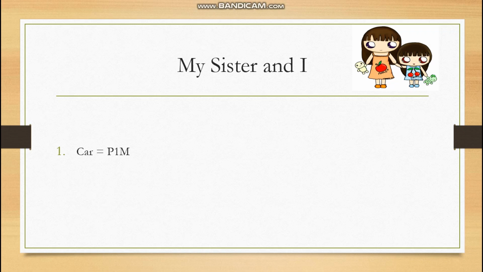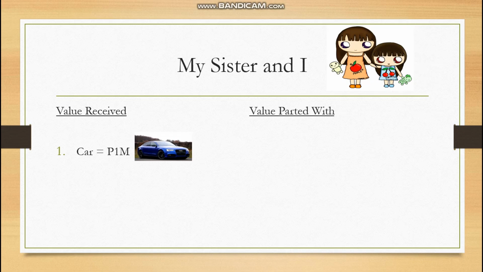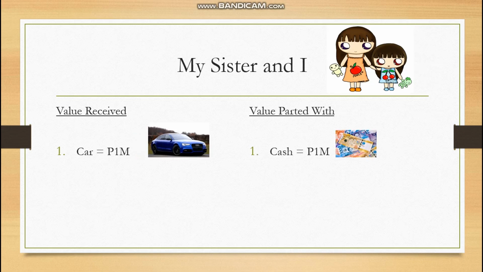Let's apply now the value received and the value parted with. As I have said, in every accounting transaction, there is a value received and a value parted with. So, what was the value that I received when I purchased the car? The value that I received was a 1 million worth of car. And what was the value that I parted with? From the bank, in the amount of 1 million pesos.